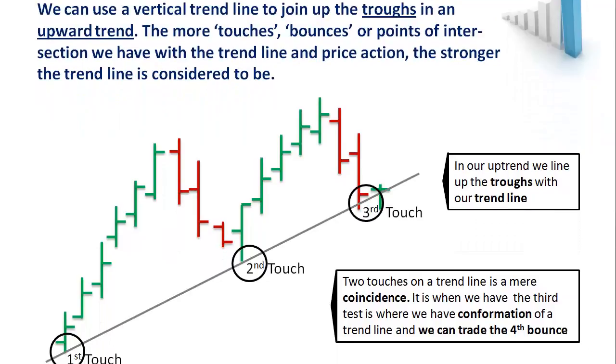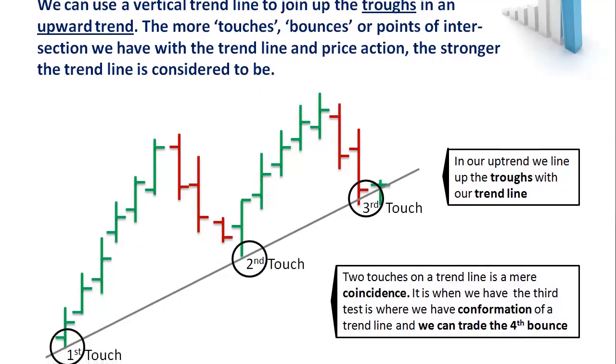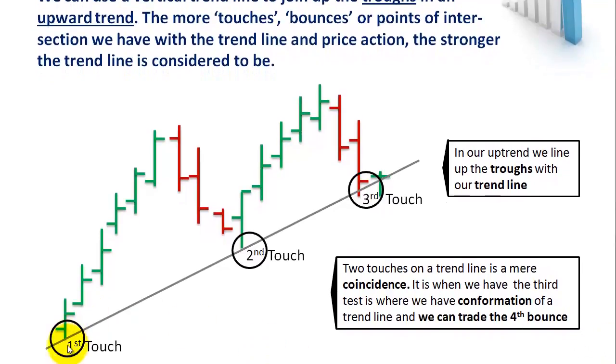So just in case you're unaware, a trend line is essentially a line which joins up, in an upward trend, the troughs. So you can see here we've got the first touch, the second touch, and the third touch. And as we've got a trend between the points of intersection, we can draw in a line to align all the troughs together in order. The more touches, bounces, or points of intersection, as we may call them, that the trend line has, the stronger the trend line is considered to be.